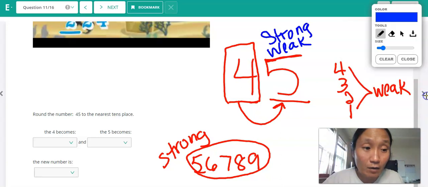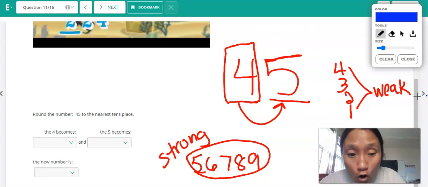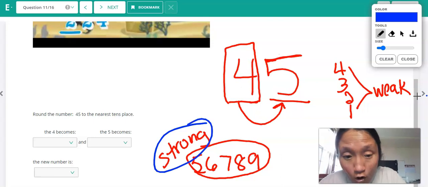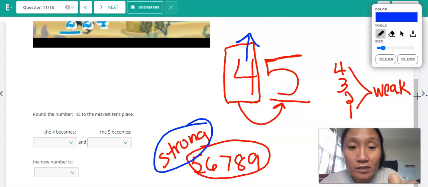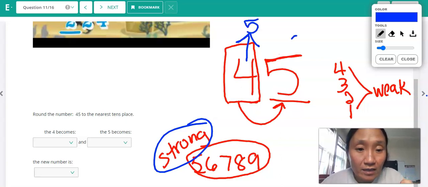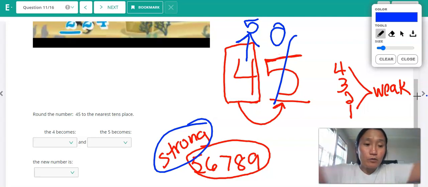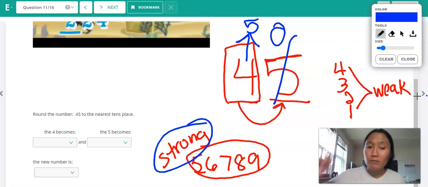And if you think about it, you're going to tell yourself, well, I know that the 5 there is in the strong category. Because it's strong, it's going to be able to push the 4 to make it become 5. And then that 5 leaves and becomes a 0. It pushes its neighbor and says, okay, I'm all done, goodbye, I'm leaving.